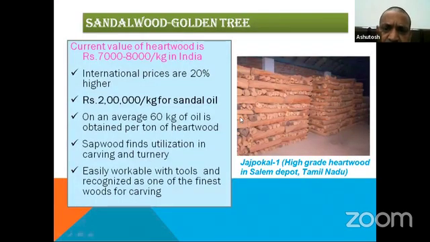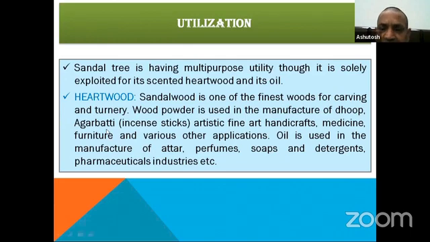The wood of sandalwood, what we call chandan, has an immense value, and every year there is a small increase in the value of Indian sandalwood. There is also Australian sandalwood, which also has a value, but not as compared to the Indian sandalwood. So heartwood is the one which is basically used for various things, like oil, agarbatti, handicraft, medicine, small curios and other various applications.